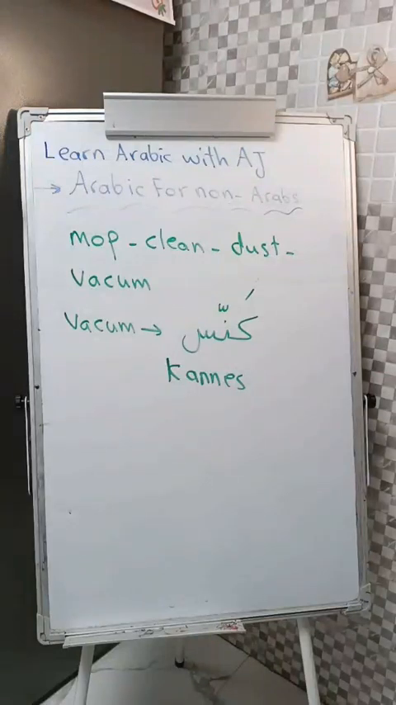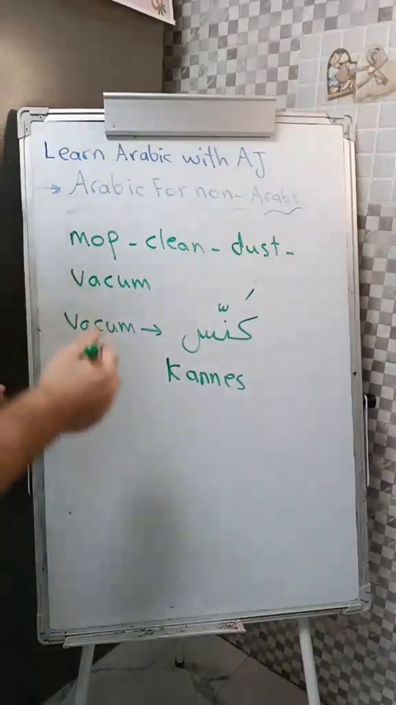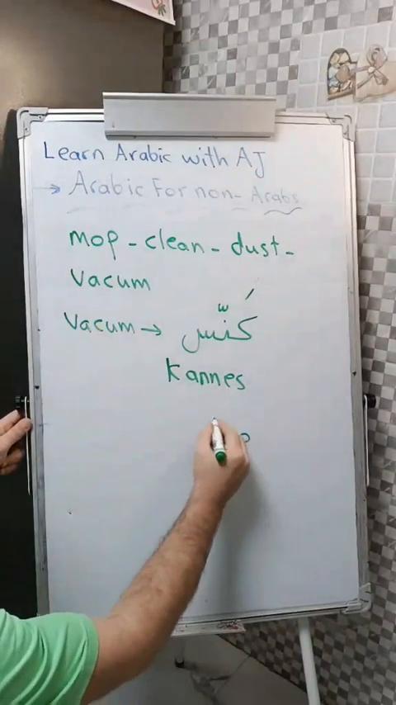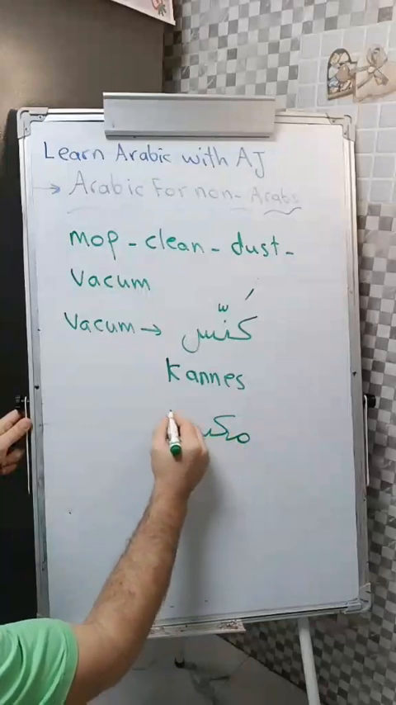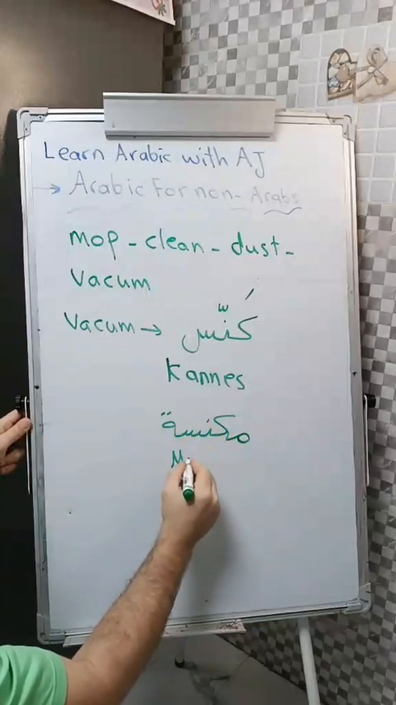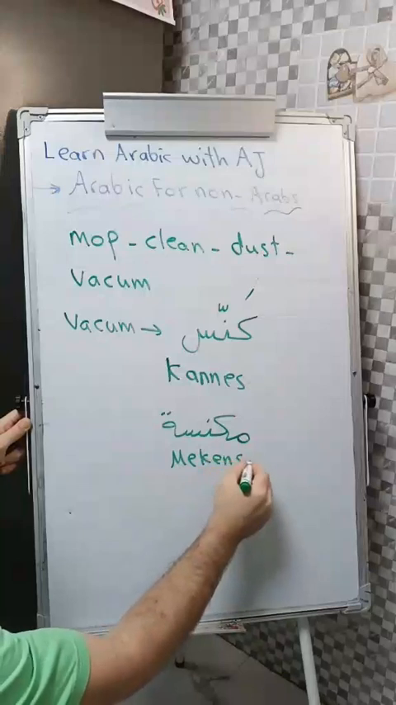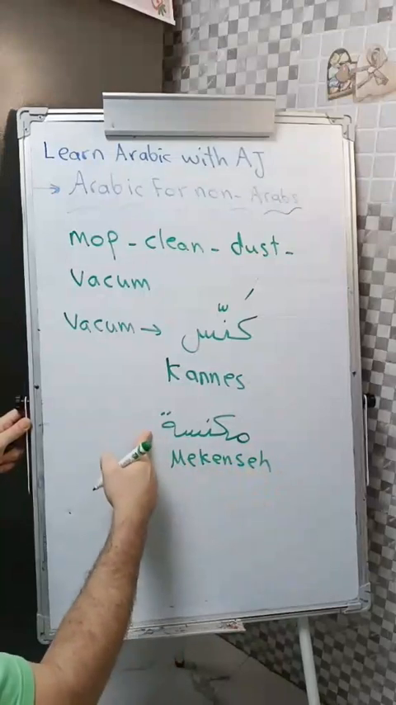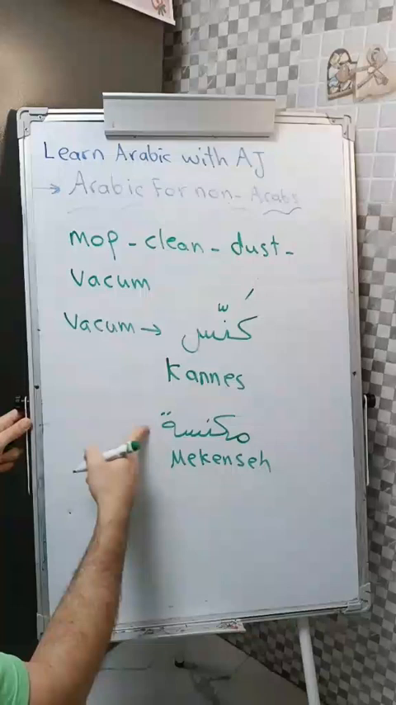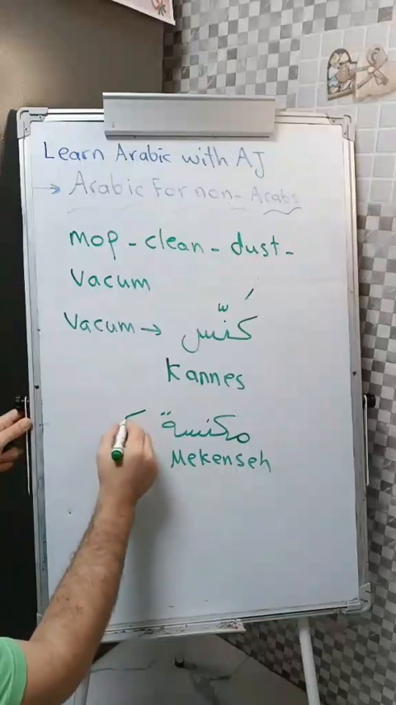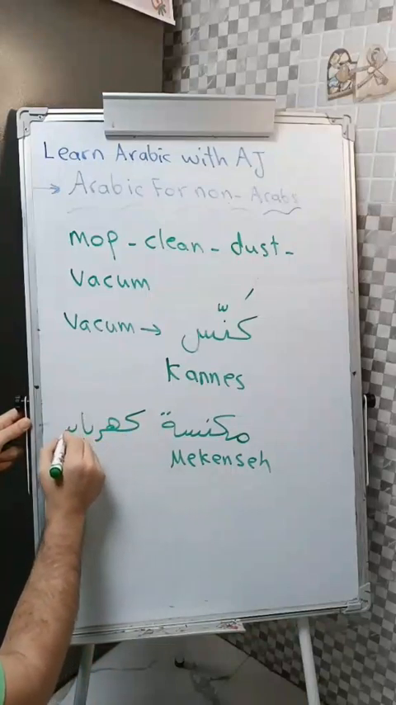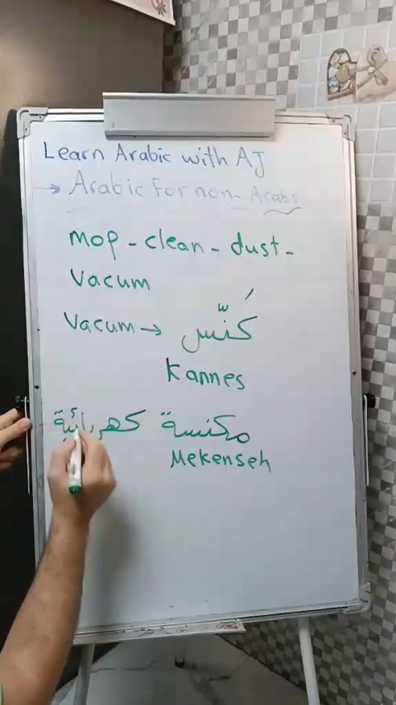I say also the vacuum machine, the machine you use, we say مكنسة. Now, if it's an electric one, we say مكنسة كهربائية. كهربائية. This means it's an electrical one.